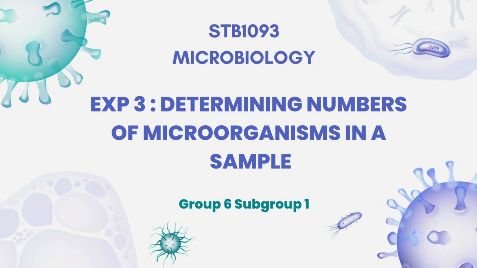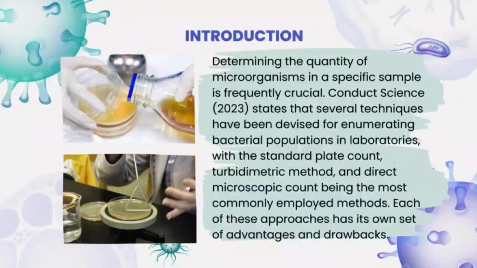STB1093 Microbiology Experiment 3: Determining numbers of microorganisms in a sample, presented by Group 6, Subgroup 1. Determining the quantity of microorganisms in a specific sample is frequently crucial.